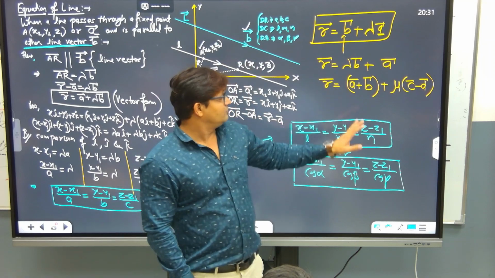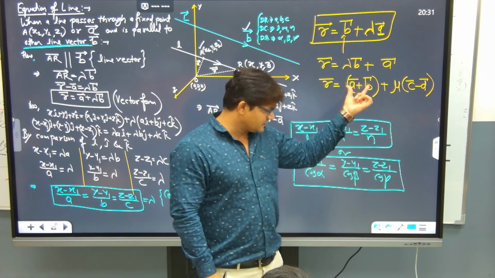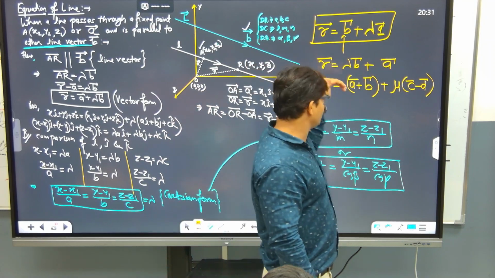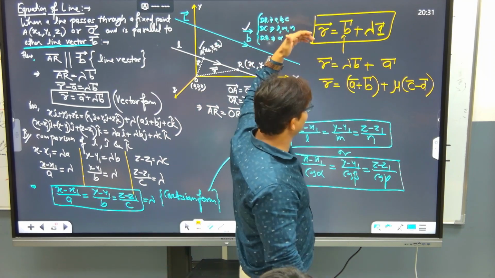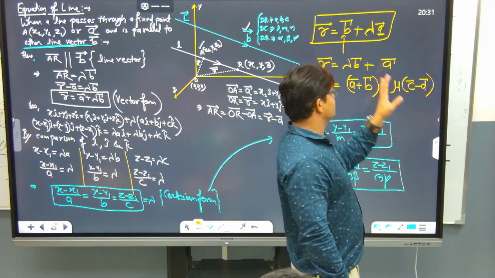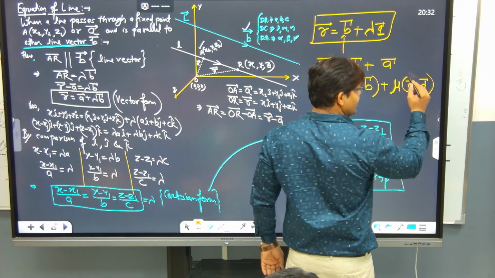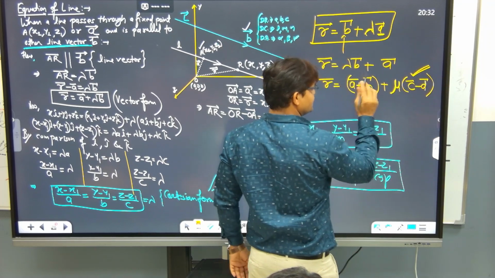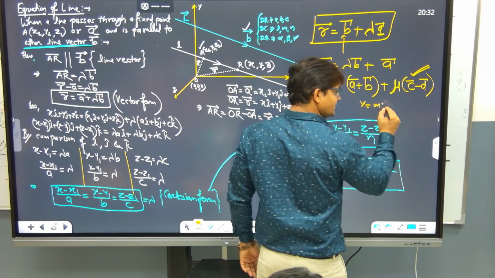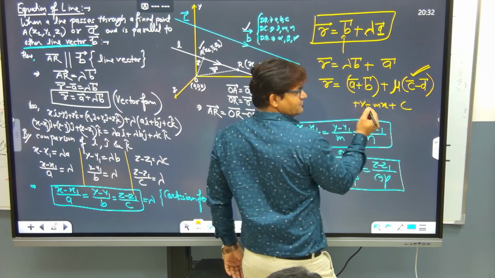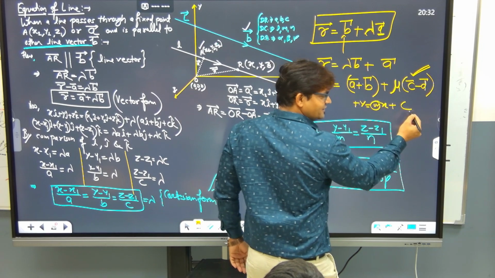In that line, our line passes through this fixed point, where the fixed point is A plus B, and the direction of this line or direction of the parallel line is C minus D. So if we have any type of unknown quantity that shows the direction part. Just like y is equal to mx plus c, the coefficient of x when y is plus 1.